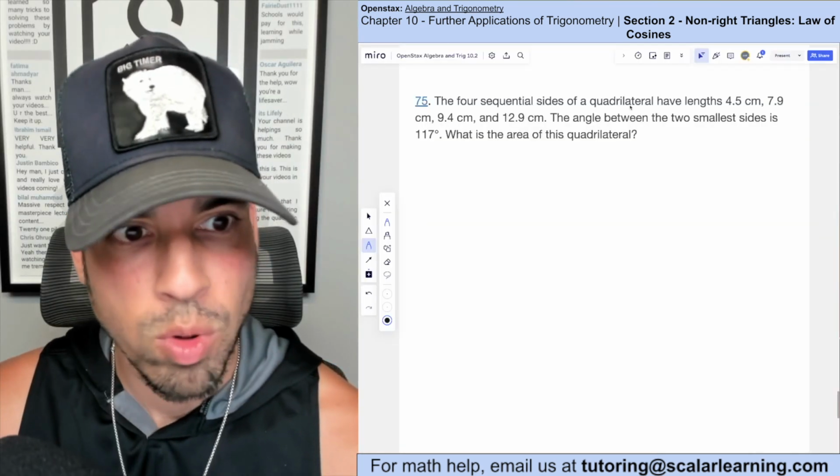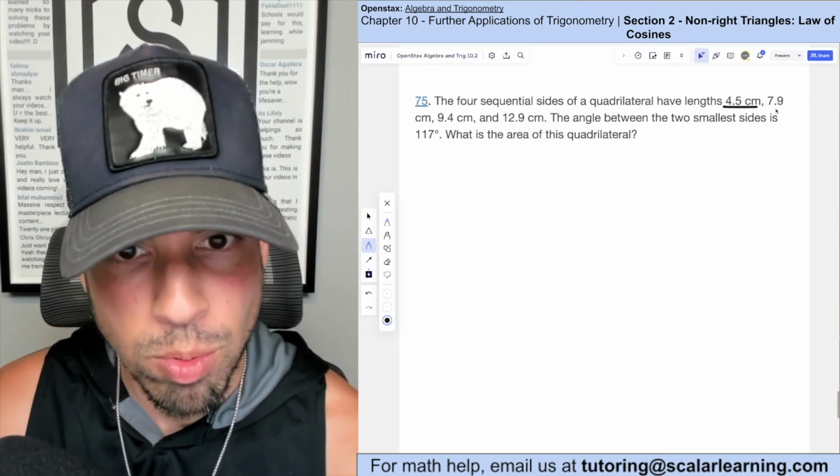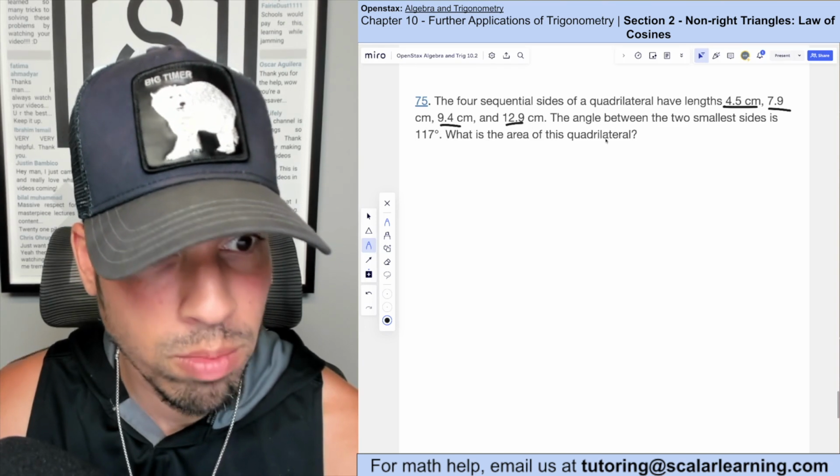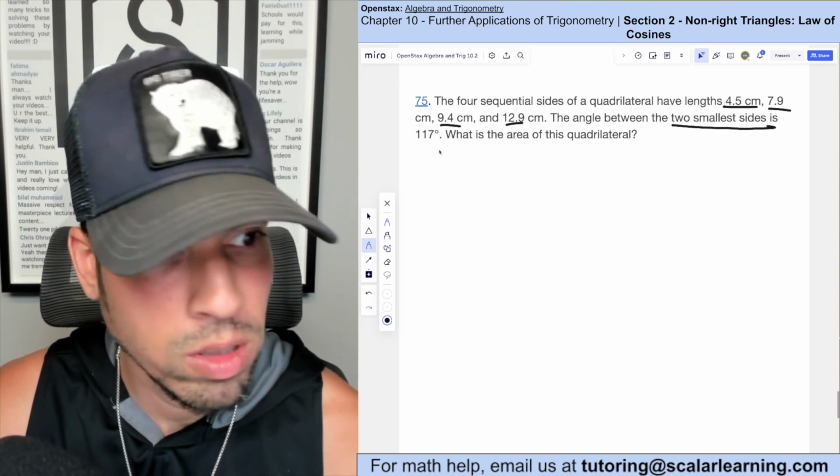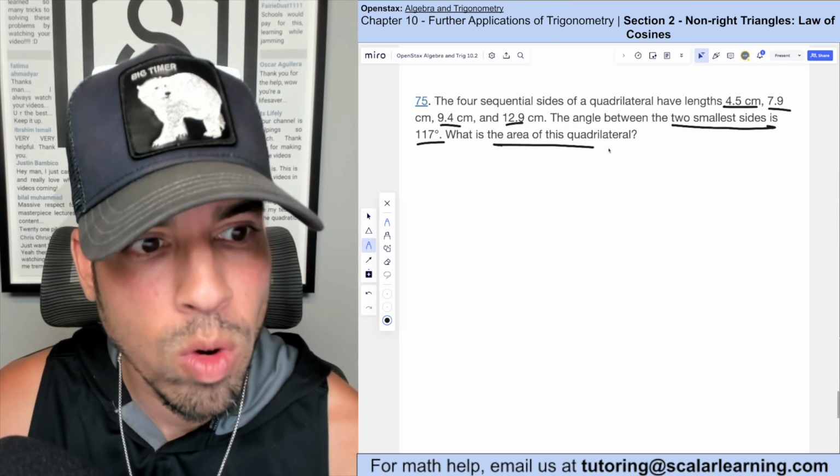The four sequential sides of a quadrilateral have lengths 4.5, 7.9, 9.4, and 12.9. The angle between the two small sides is 117. What is the area?